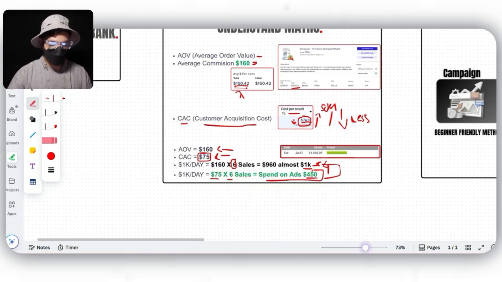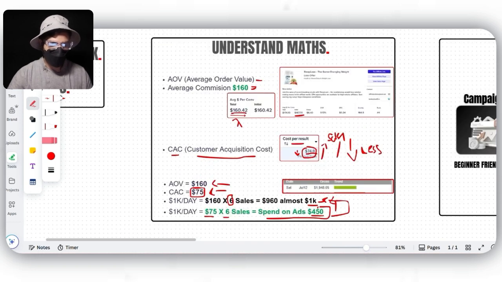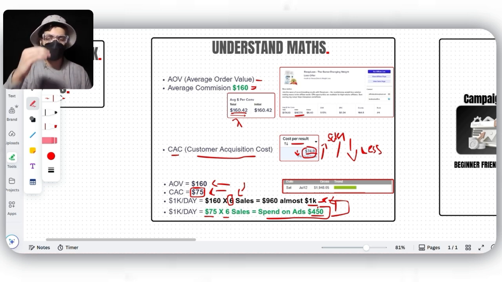So now I hope you understand how you can achieve $1,000 a day. You need only 6 sales in a day, and you have to spend almost $500 on Facebook ads to get $1,000 in sales, based on that customer acquisition cost. Definitely this customer acquisition cost sometimes goes high, sometimes goes low. It depends on your creativity. Sometimes the competition is high and it goes up, sometimes it goes low. So to be honest, it depends.